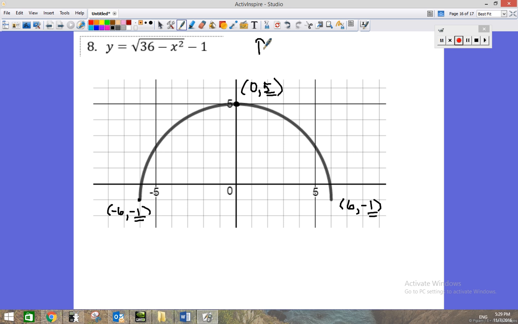So my range this time is sandwiched between these two values. It has a minimum value of negative 1 and a maximum value of 5. And we don't see a hollow point at the end right there, so these are brackets. So there's my answer for problem number 8. Hope that helps.